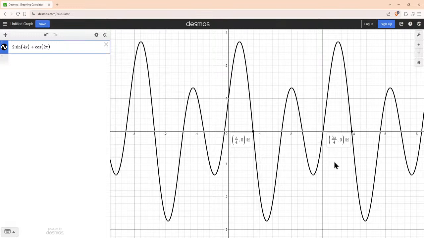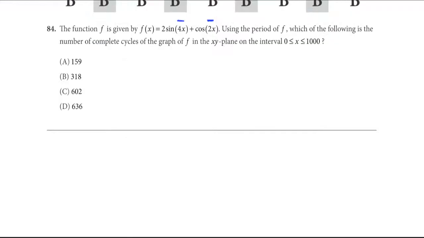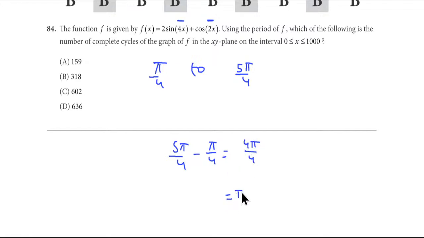So pi over 4 to 5 pi over 4 is what this is covering. So that's going to be the period of this thing. Pi over 4 to 5 pi over 4, which is obviously 5 pi over 4 minus pi over 4, which is going to be 4 pi over 4, which is just going to be pi. So this is going to be the period.